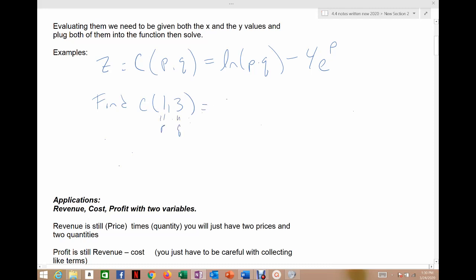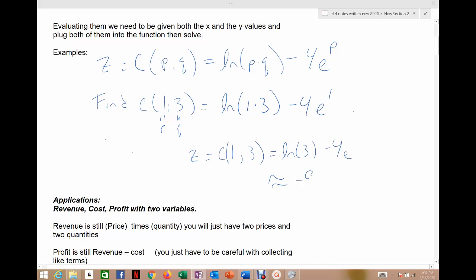So I plug those in and just make sure you're careful. So it's the natural log of 1 times 3 minus 4e to the 1, right, because it's the p value 1. And then you just solve that on your calculator. Alright, so you'll plug in the natural log of 3. Alright, so it's exactly the natural log of 3 minus 4e.